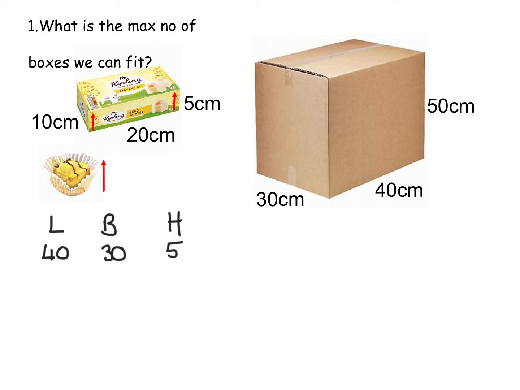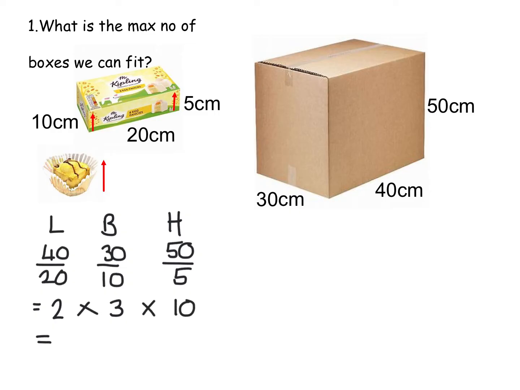Now don't stress out if you're not sure about length and breadth, that doesn't matter. They can go either way. The only thing is the height's never going to change. And what we do is we divide each of these by the corresponding length of 20, breadth of 10 and height of 5 in all the other boxes. We get 40 divided by 20 is 2, 30 divided by 10 is 3 and 50 divided by 5 is 10. And you then multiply all three of these numbers together and you get 60. So packing them just the way they are gets you 60 boxes in.